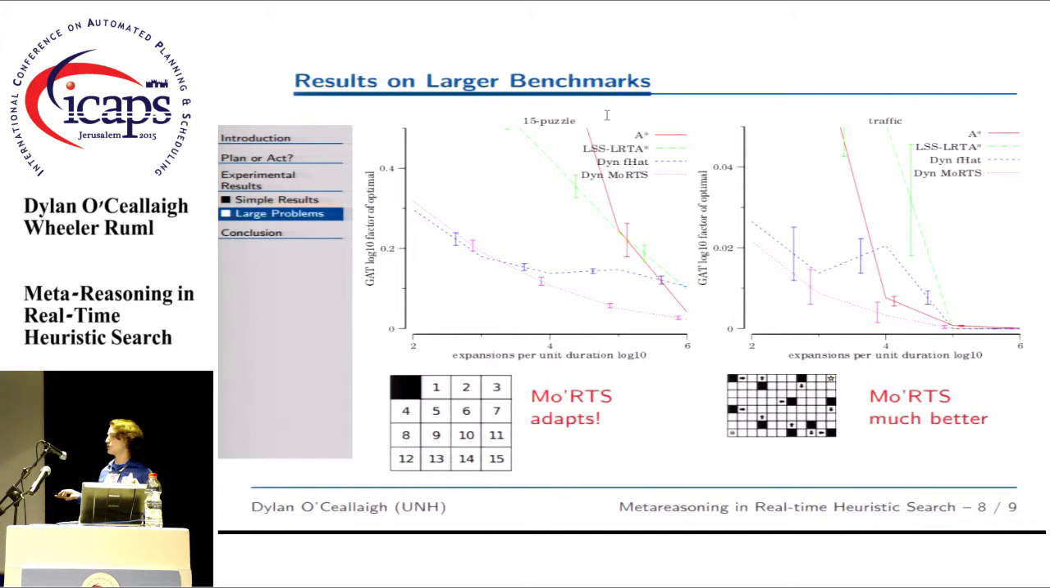Next, we have the traffic domain, which is a two-dimensional grid navigation problem where the agent is trying to find its way across some map through a series of moving obstacles. And once again, you'll see, even though there are no identity actions in this domain, MoRTS is able to leverage the path prefixing decision in order to outperform its competitors.